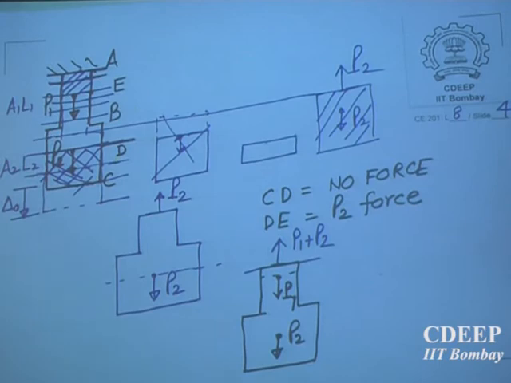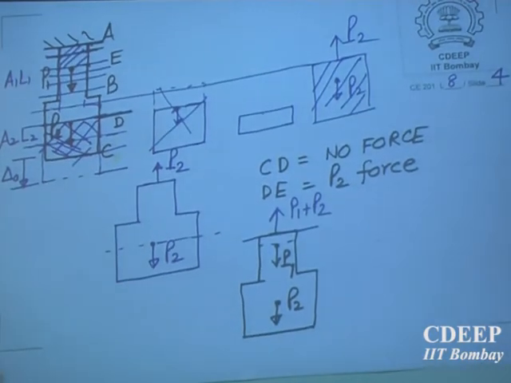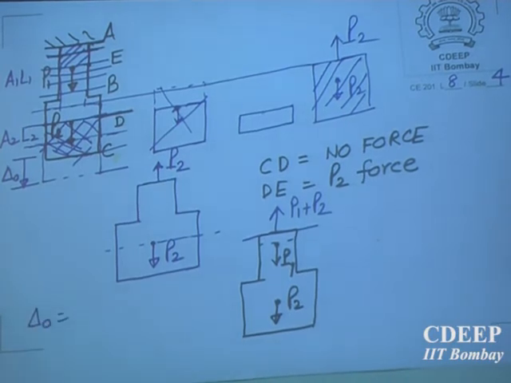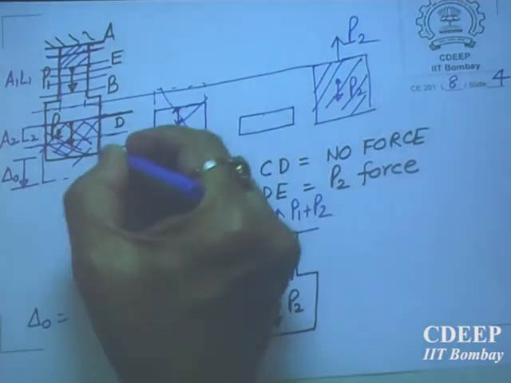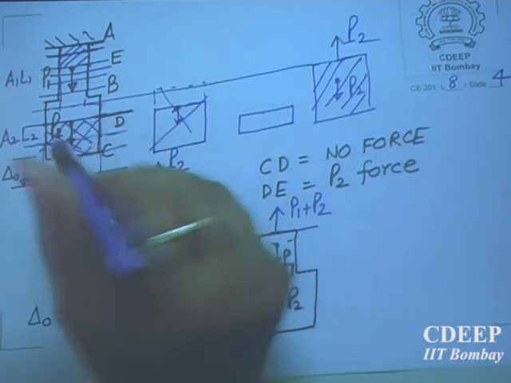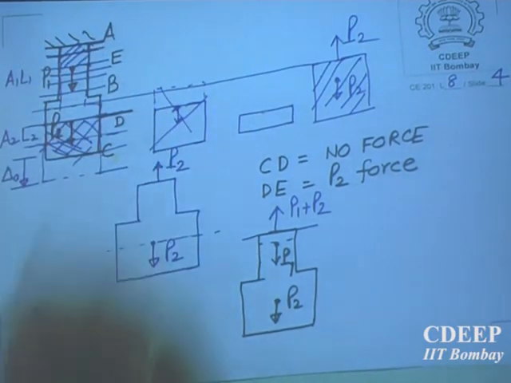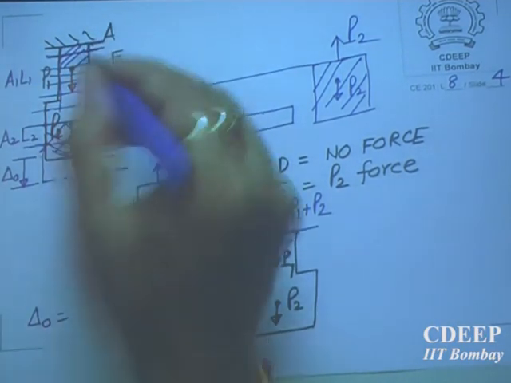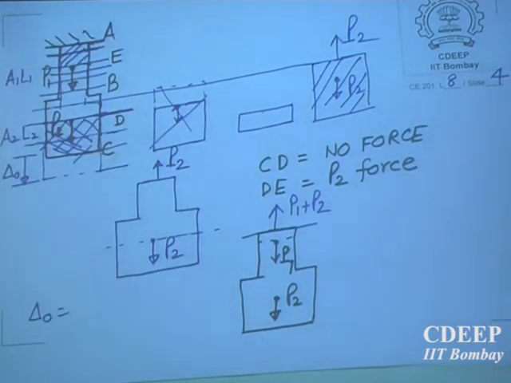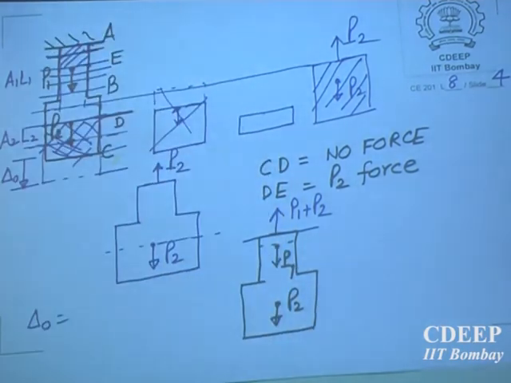Delta naught will be what? I will stop after finding out delta naught. Just wait for 1 minute. So what is the delta naught? Start from anyway from C to D. There is no force, so this will be just coming down as a rigid body. Then from D to B, cross section is different. D to B, cross section is different. The length is how much? D to B, L2 by 2.